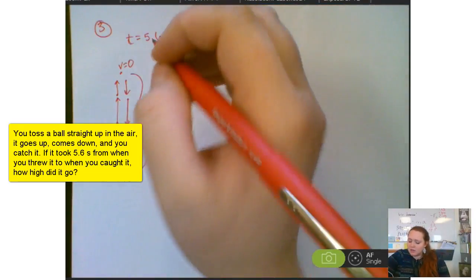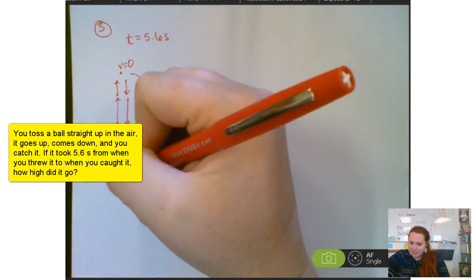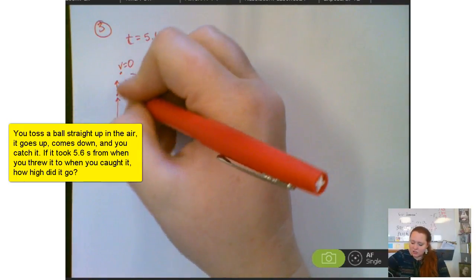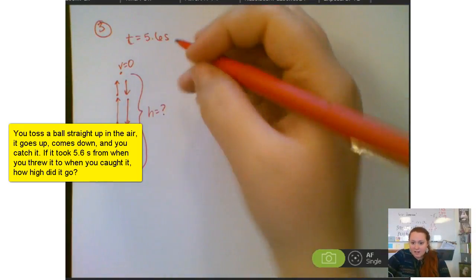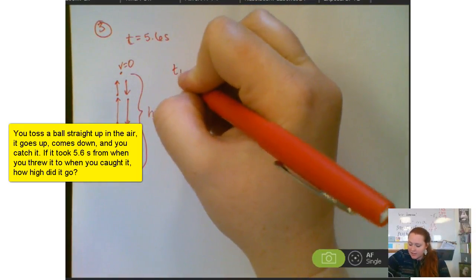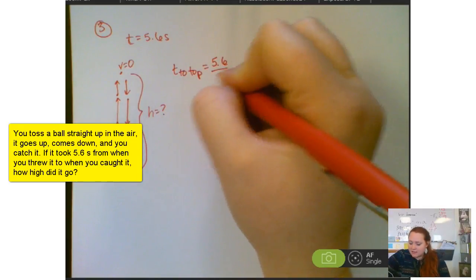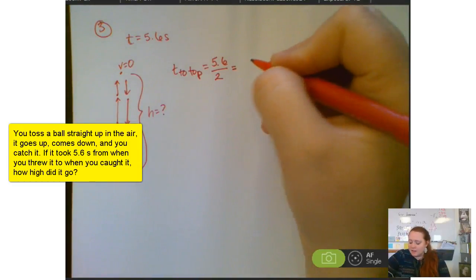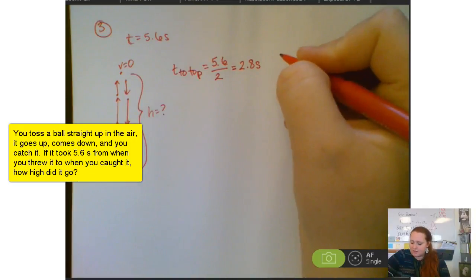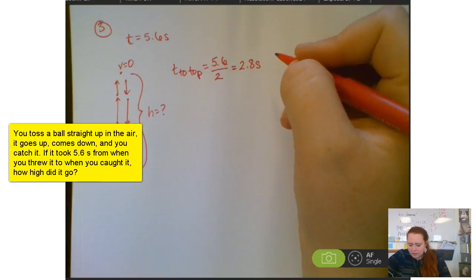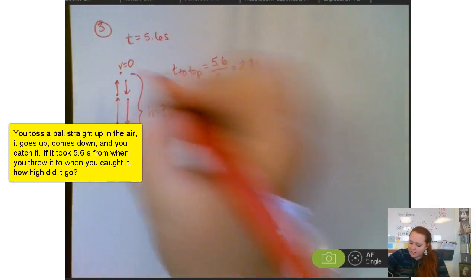So using the concept of symmetry, if it takes 5.6 seconds to go up and back down, how long does it take to just go up to its maximum height? I would say we can just divide that by 2. So I'm going to say the time to the top is going to equal 5.6 divided by 2. That should be 2.8 seconds. Let's see, am I right? Yes. Okay, so it takes 2.8 seconds to go to the top.